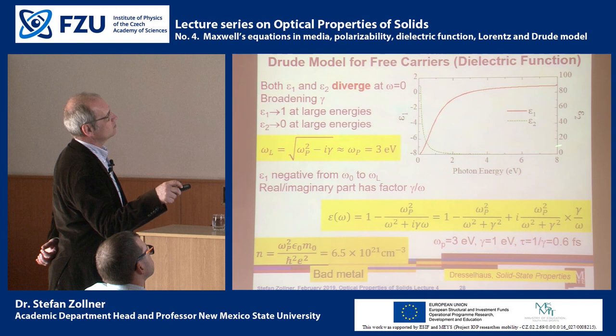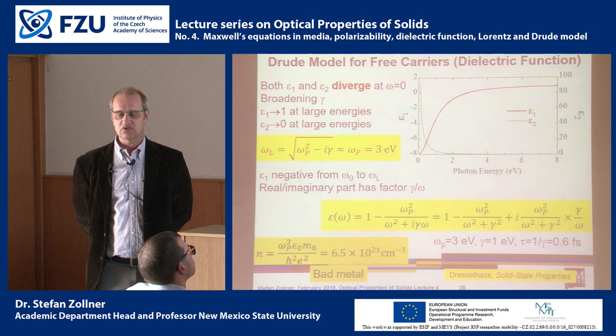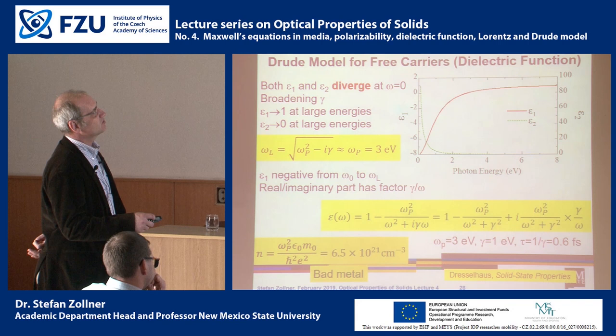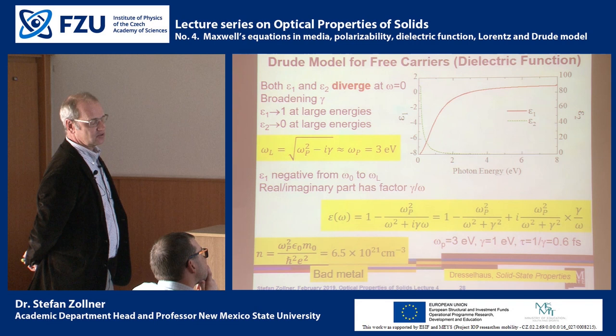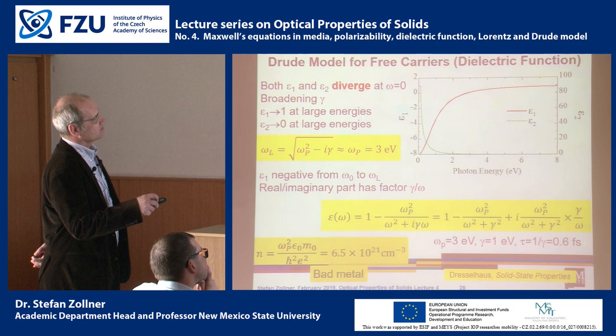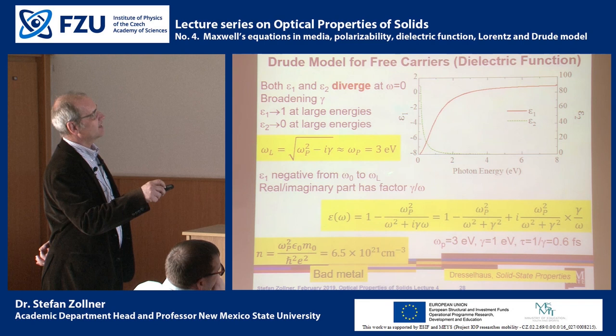So typically, free charges will not have a large contribution to the dielectric function if we go to very large frequencies. If you want to see metallic behavior, then we have to go to lower and lower frequencies, and that's where we are more likely to see the metallic response, the contribution of the free carriers to the dielectric function. Epsilon 1 diverges to minus infinity, so epsilon 1 is negative from 0 up to this longitudinal frequency.